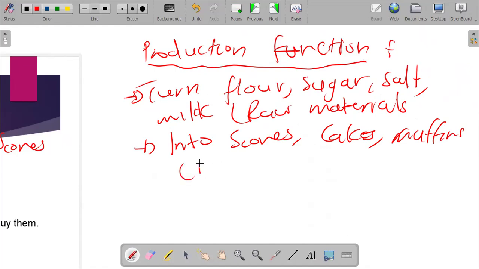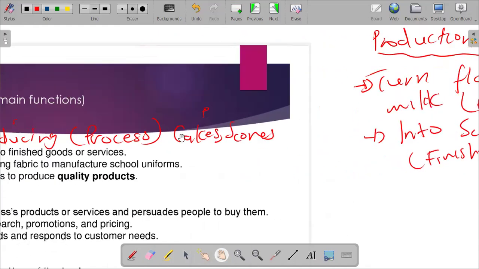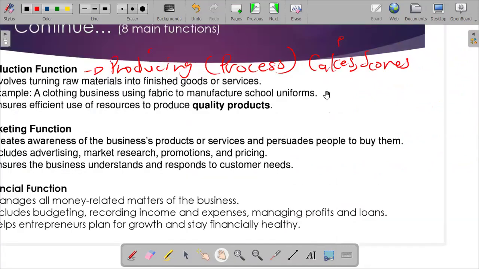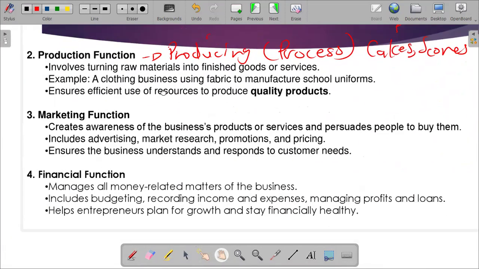And these will be our finished products. So these will be our finished product. These will be our raw materials, and this is rather the what? The process which goes from this to this. I hope you understand that, right? Here, they give you an example of a clothing business, but we are focusing on Mduduzi's bakery, right?